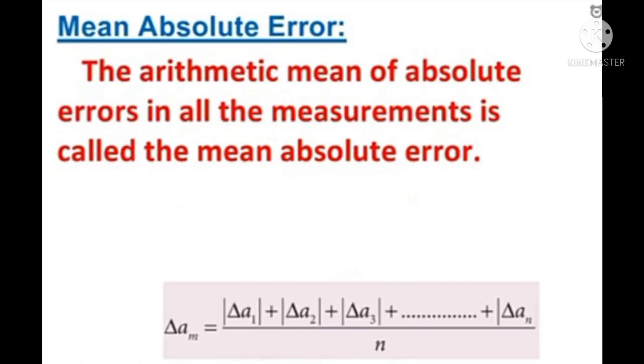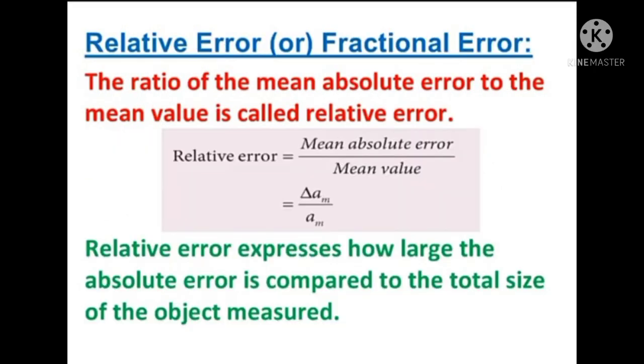Next one is mean absolute error. The arithmetic mean of absolute errors in all the measurements is called mean absolute error. Next one is relative error or fractional error. The ratio of the mean absolute error to the mean value is called relative error.